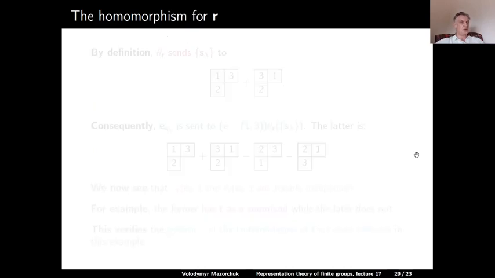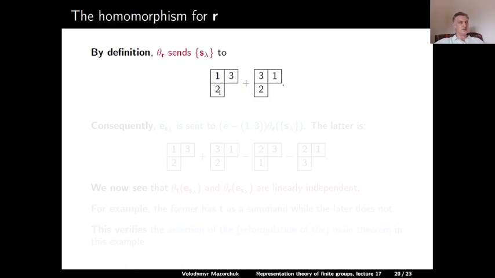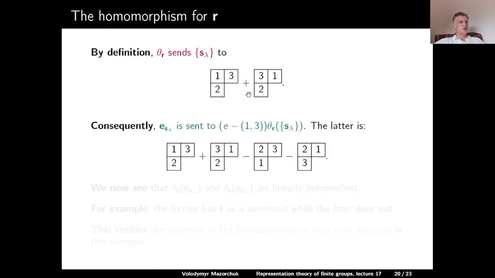Similarly, we can compute the image for theta r. Theta r sends the tabloid of S lambda to the linear combination of 1, 3, 2 plus 3, 1, 2. And so to obtain the image of the polytabloid ES lambda under theta r overlined, we need to take this sum and apply to it the antisymmetrizer E minus the transposition of 1 and 3. And we will get 1, 3, 2 plus 3, 1, 2 minus 2, 3, 1 minus 2, 1, 3.